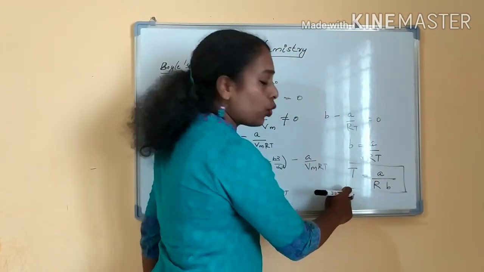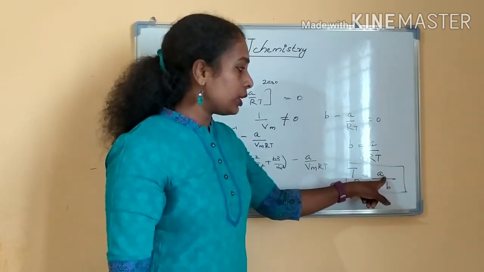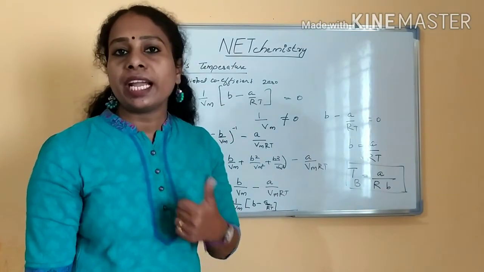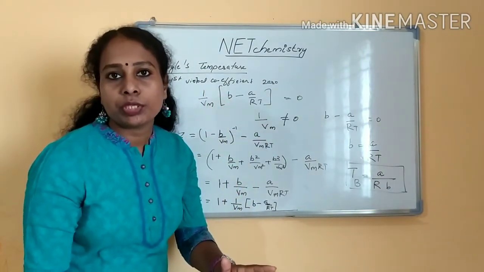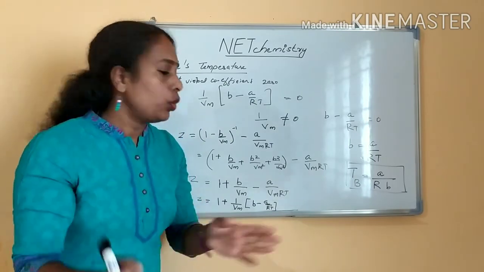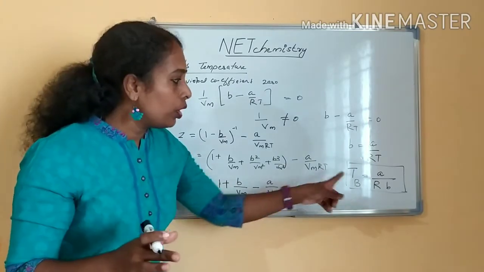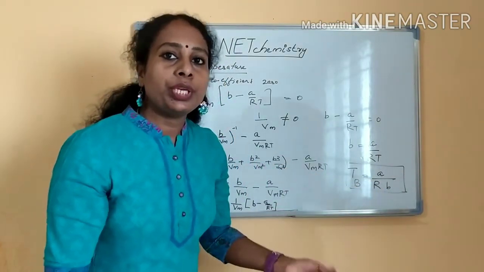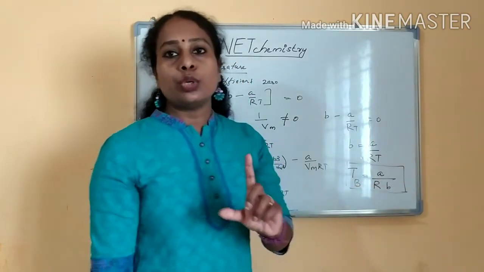Since it is Boyle's temperature, I have written T Boyle. T Boyle is equal to A by R into B. So now you know the importance of A and B. That's why at first I wrote that A depends upon the intermolecular forces, or the molecular weight, and B depends on the size of the molecule. So Boyle's temperature can be calculated using A and B, and R is the universal gas constant. Boyle's temperature depends on A and B.